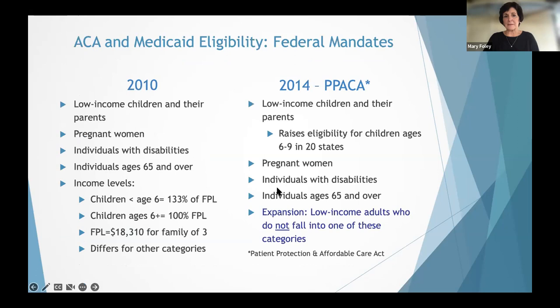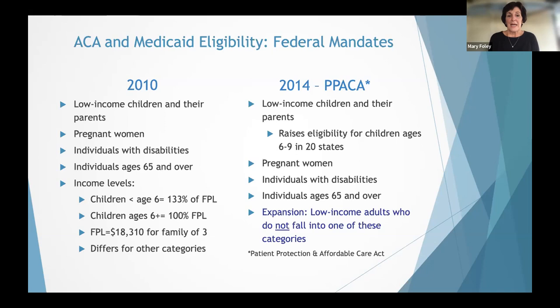So let's talk a little bit about Medicaid eligibility. This slide is intended to give you an example of how federal mandates changed after the Patient Protection and Affordable Care Act came into play, okay? So before it, who was eligible? We had low-income children and their parents were eligible. Pregnant women were eligible. Individuals with disabilities were eligible. Individuals age 65 and over were eligible.